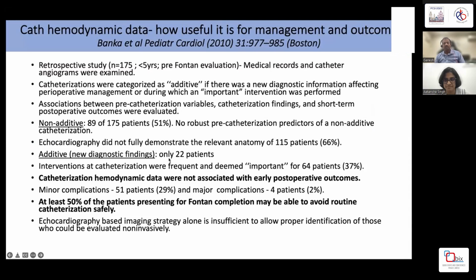This retrospective study from Boston, including 175 patients, concluded that cath hemodynamic data was not associated with early postoperative outcomes. They had some minor complications and very rare major complications, which have to be factored in. We concluded that in at least 50% of patients we can avoid cardiac cath safely, but adequate non-invasive imaging should be performed, and echo alone is not sufficient. So either cardiac MRI or CT.